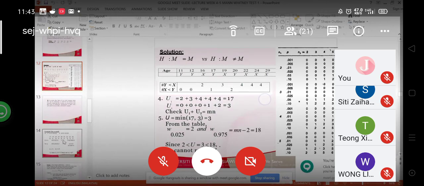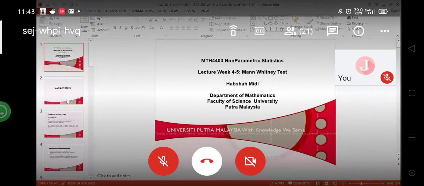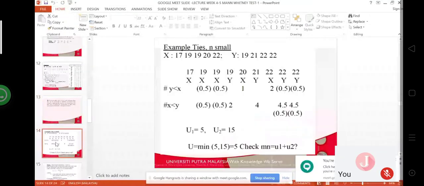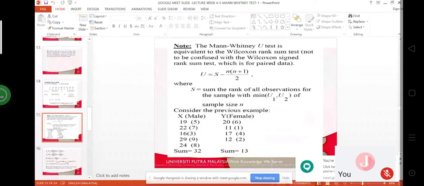Make noise. You don't mute. Okay, let's look at the next one here. Let's look at the next one. Okay. Now, look at which slide? Number 15. Look at slide number 15.